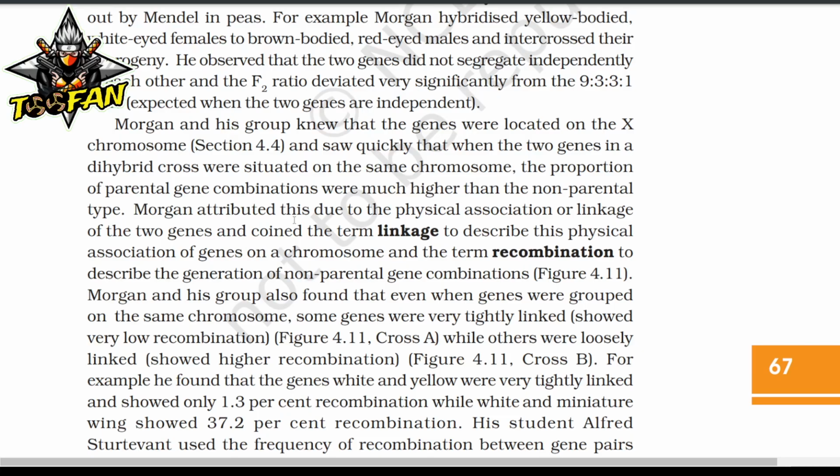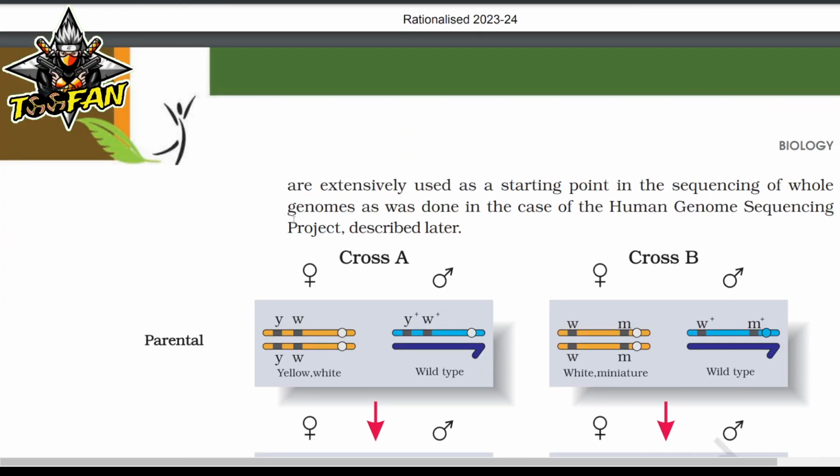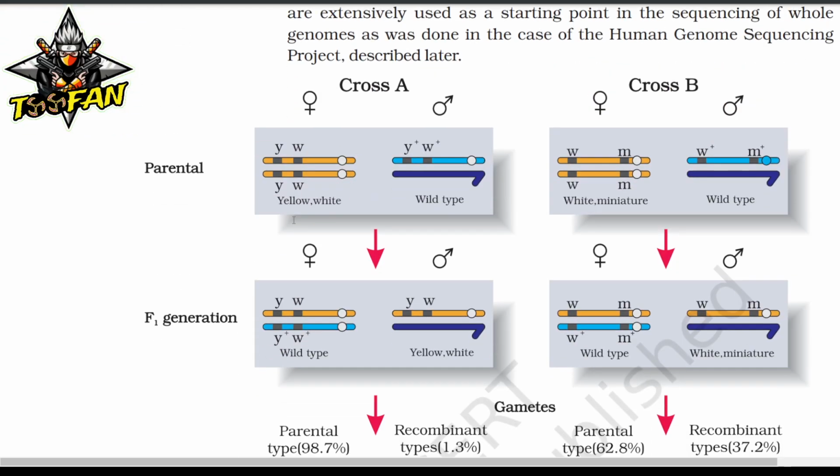His student Alfred Sturtevant used the frequency of recombination between gene pairs on the same chromosome as a measure of the distance between genes and mapped their positions on the chromosome. Today, genetic maps are extensively used as a starting point in the sequencing of whole genomes, as was done in the case of the Human Genome Sequence project described later.